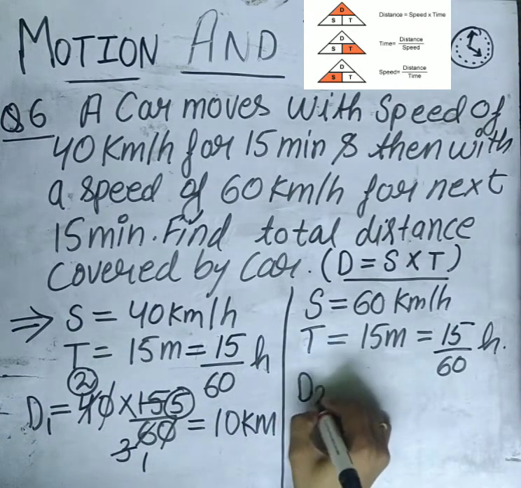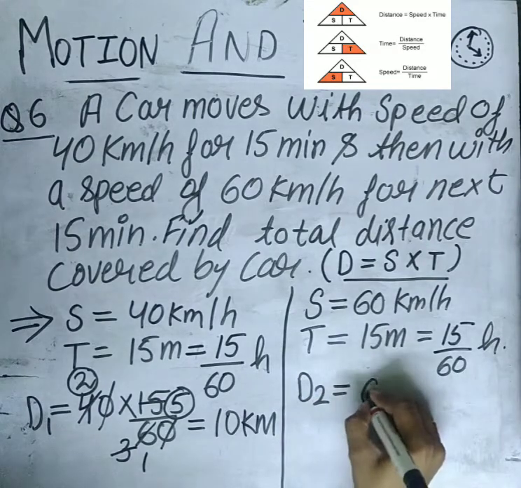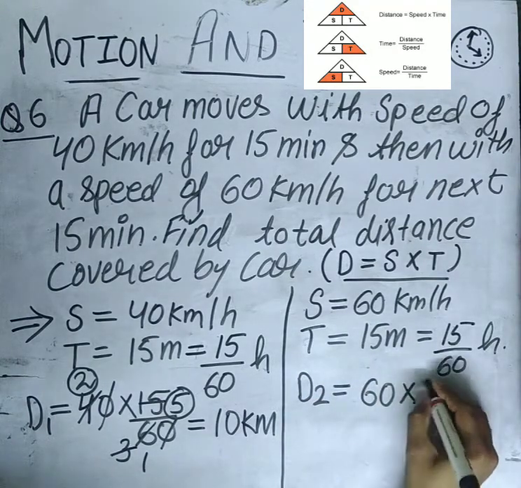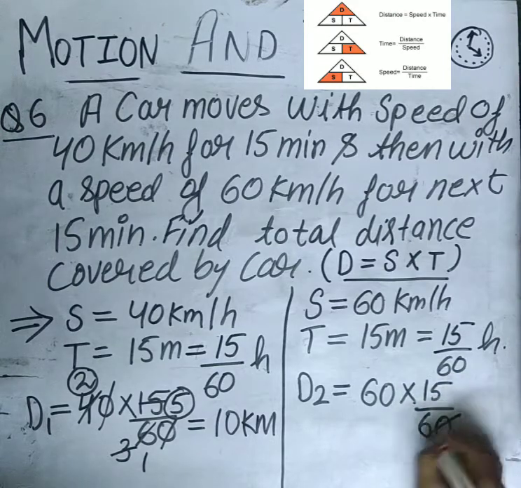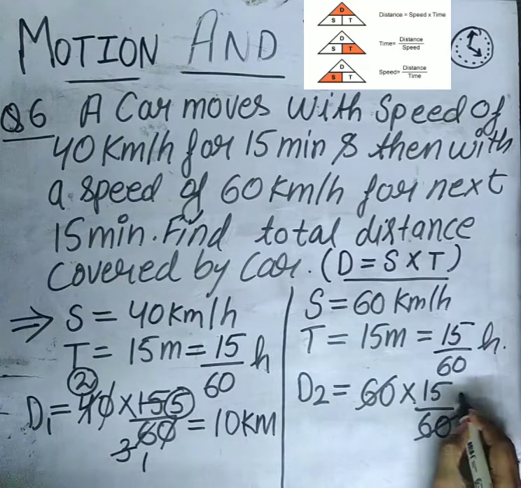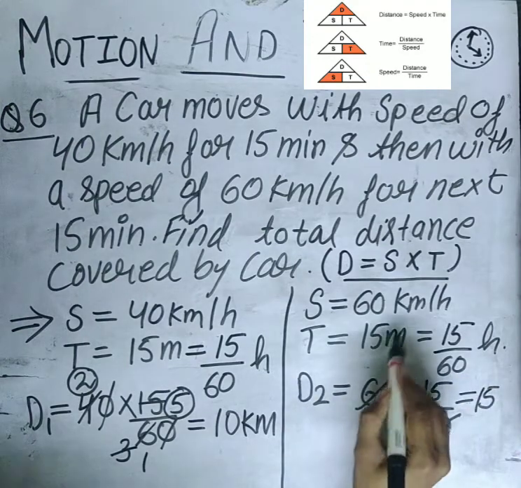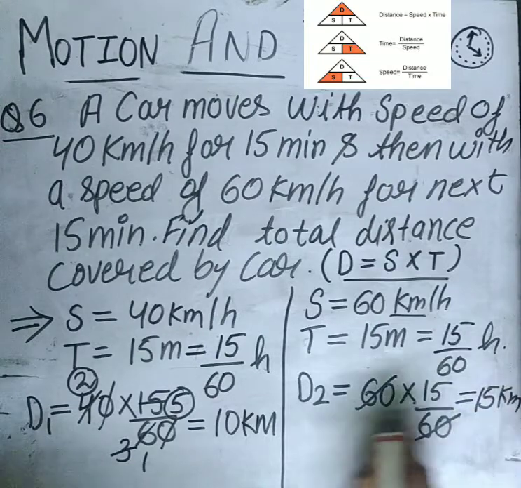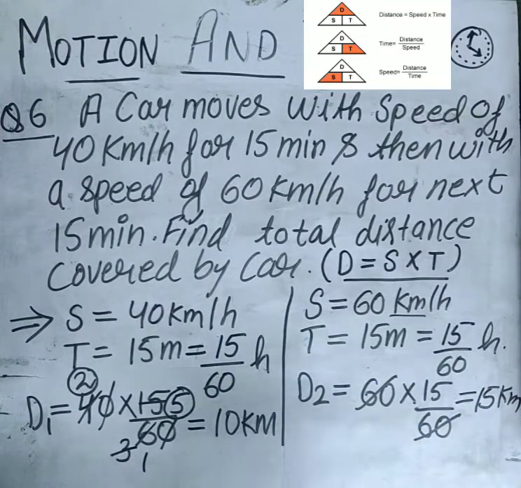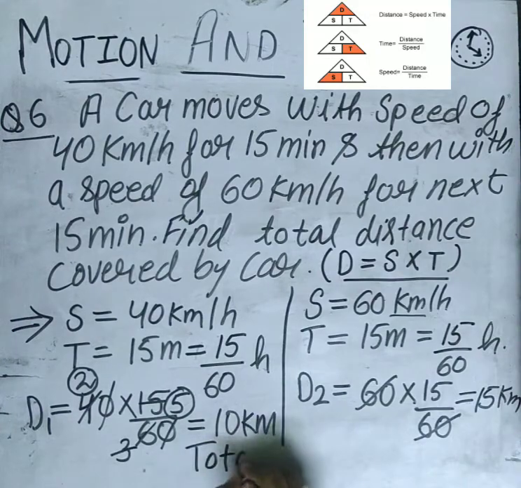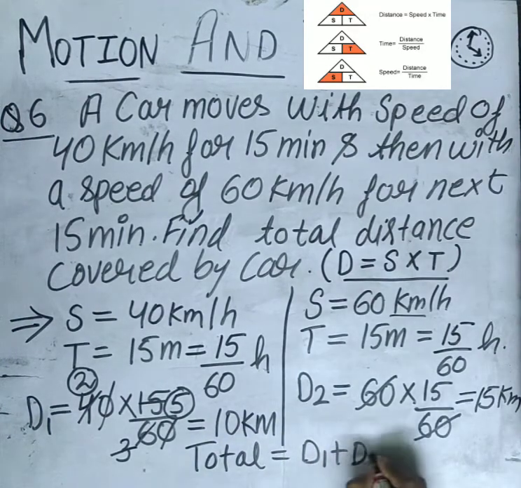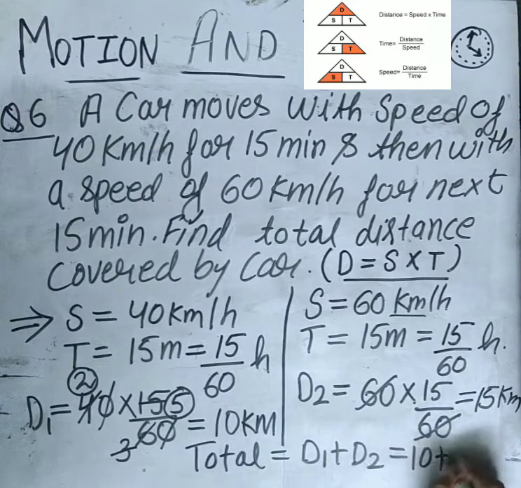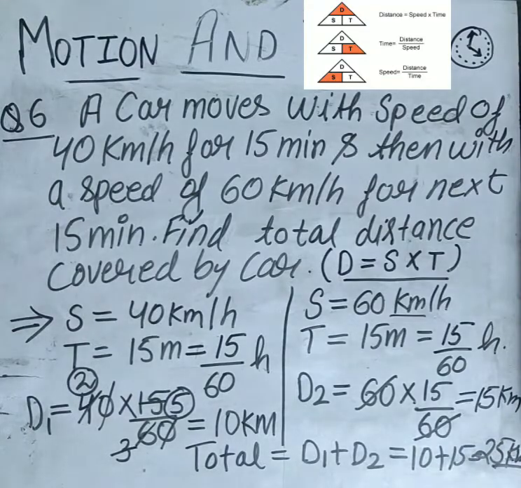Let's calculate D2 here. For D2 we will again have speed, that is 60 kilometers per hour, multiplied with the time, that is 15/60. 60 and 60 both will get cancelled. It would be very easy and it will come as 15, again in kilometers, which was our unit here. That is your D2. Now as total distance was asked, the total distance will be equal to D1 plus D2, that is 10 plus 15, which will give you 25 kilometers as the answer.